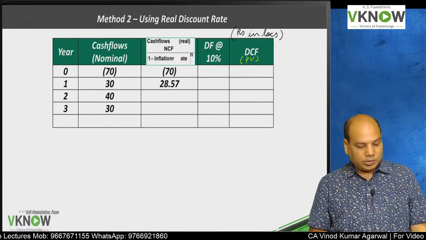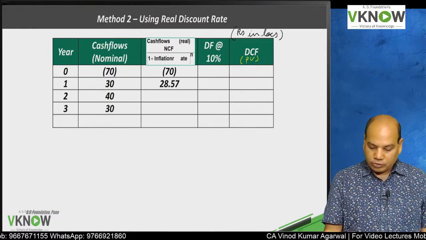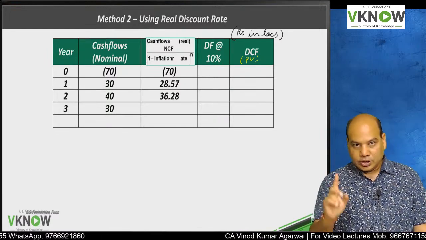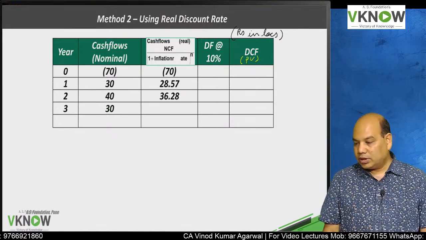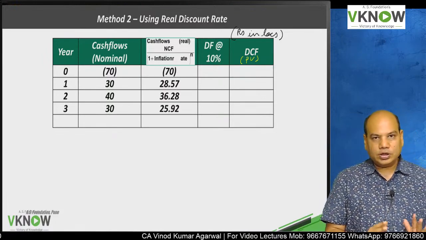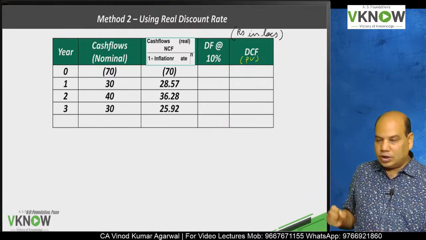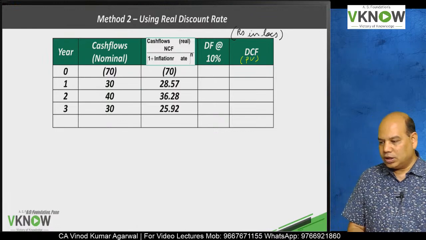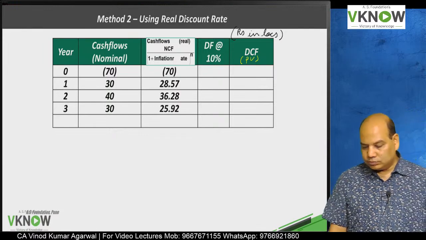28.57. 40 divided by 1.05 squared equals 36.28. 30 divided by 1.05 cubed equals 25.92. Okay, so that is how you will convert nominal cash flow into real cash flow. You are removing the effect of inflation from that. If there was no inflation, what would have been your real cash flow? Now you can use discounting factor and present value calculation.